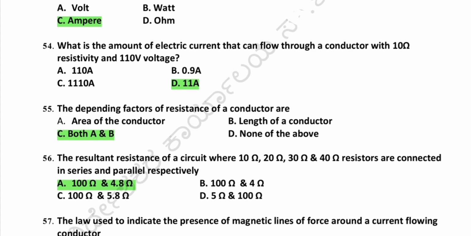Take a pencil to find the effective resistance when connected in series. Rs equals 10 plus 20 plus 30 plus 40. Therefore, the effective resistance when connected in series is 100 ohms. Now, the effective resistance when connected in parallel: 1 by Rp equals 1 by 10 plus 1 by 20 plus 1 by 30 plus 1 by 40. So 1 by Rp equals, taking out the LCM and simplifying, we get 4.8 ohms.